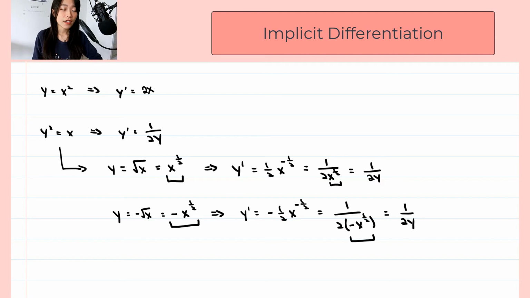However, it is not always that simple to find y equals f of x. Sometimes f of x may be really hard to solve. So when an equation implicitly defines a function or more, then we can use the technique of implicit differentiation to find the derivative of y.